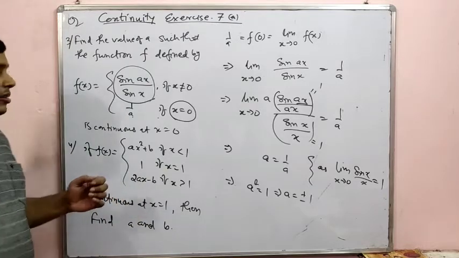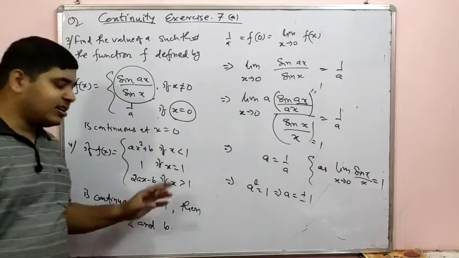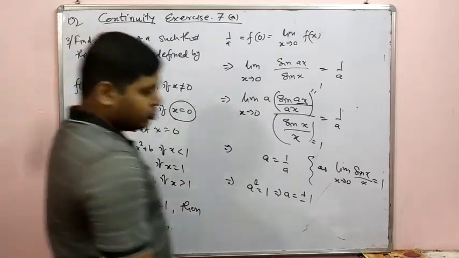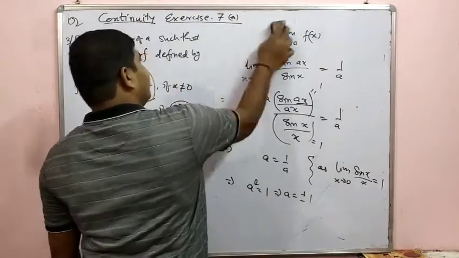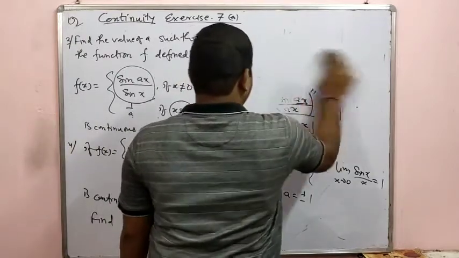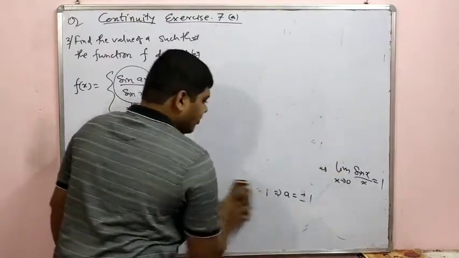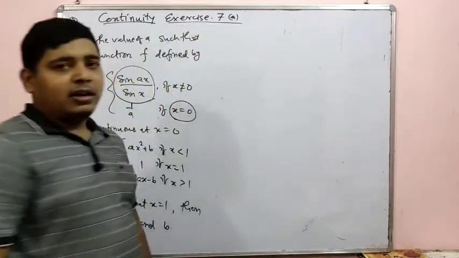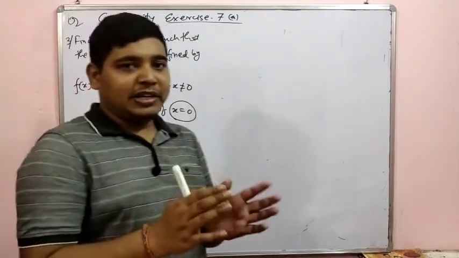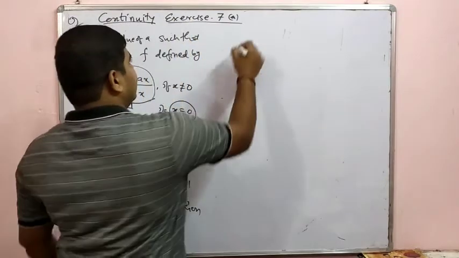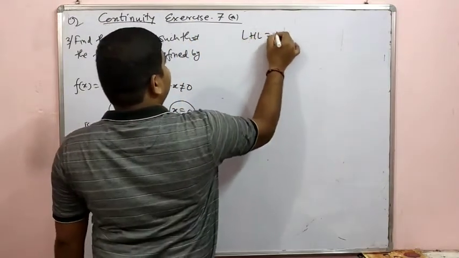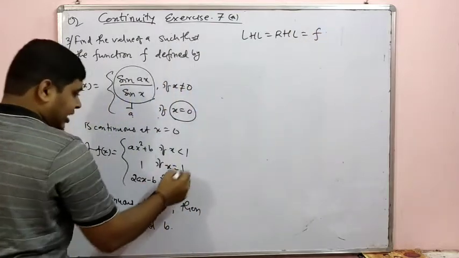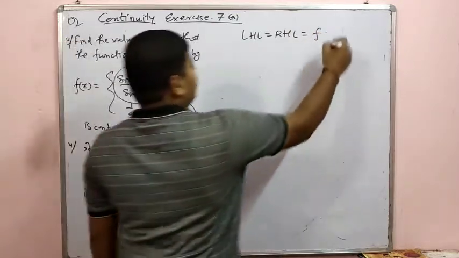If f of x is continuous at x is equal to 1, then find a and b. Since the function is continuous, the limit of the function wherever it is must be equal to the value of the function. In short, left hand limit is equal to right hand limit is equal to the value at that point, at 1, so f of 1.